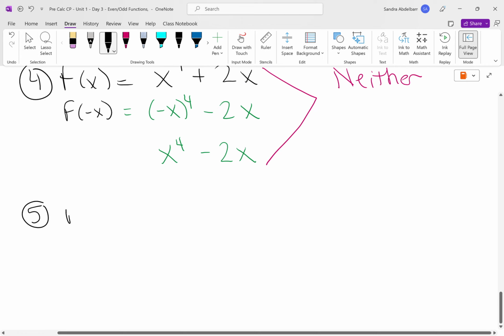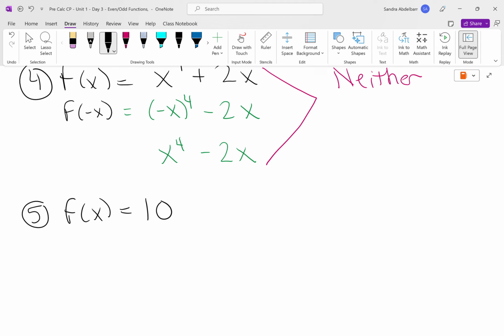All right, last one of these that we're doing. F of x equals 10. What is this telling me? No matter what number I input for x, what am I getting out of it? 10. No matter what number I'm inputting for x, I'm getting a 10 out of it. So what is f of negative x? Still 10. So it's exactly the same, therefore it is even.